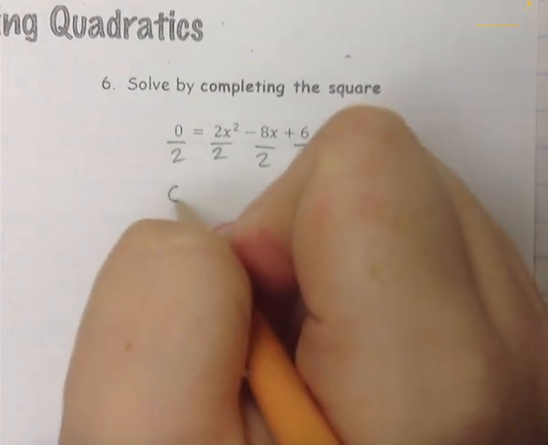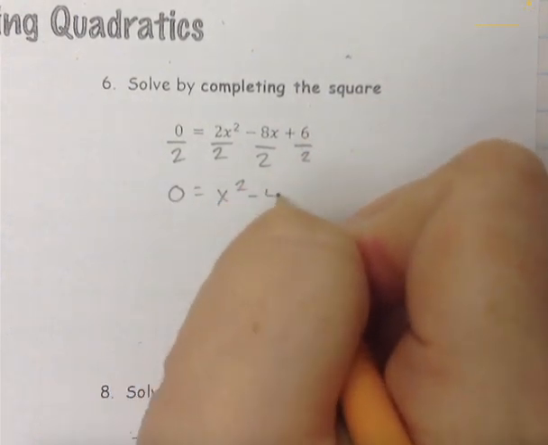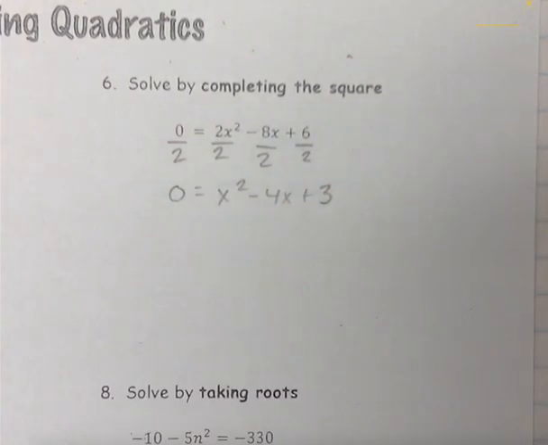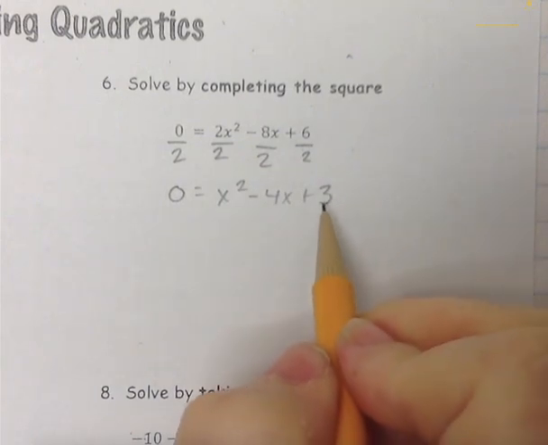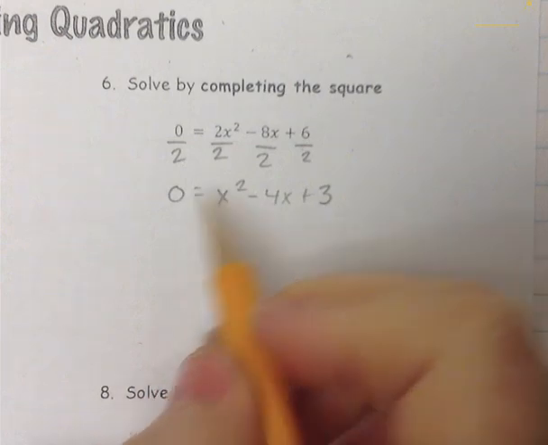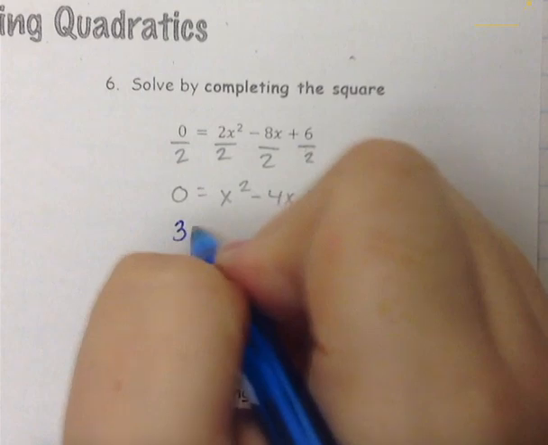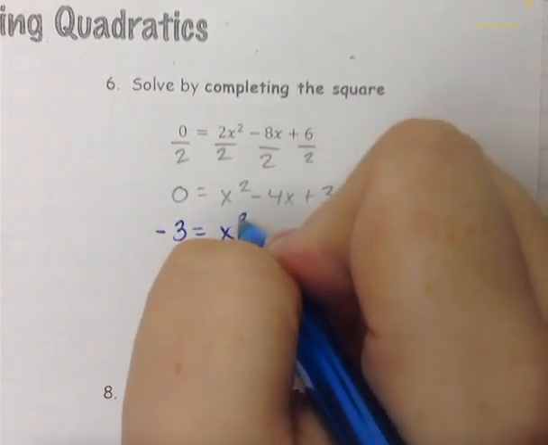We'll end up having 0 equals positive x squared minus 4x plus 3. Now we're going to subtract the 3 to the other side, just like we would normally do with completing the square. So we'll end up having negative 3 equals x squared minus 4x.